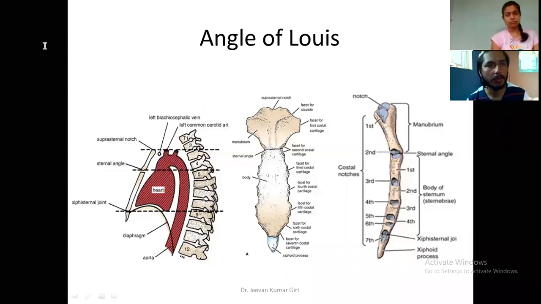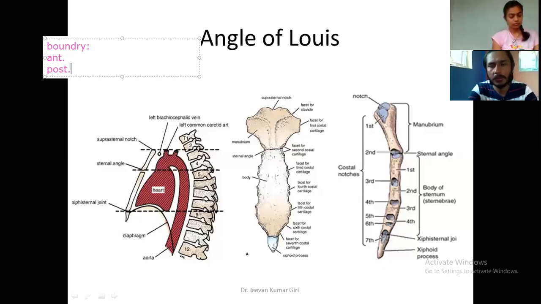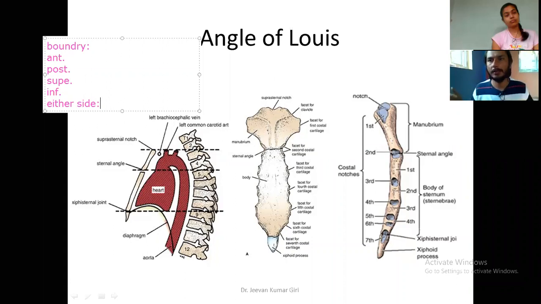First we will see the boundary, then we will go for this. So again boundary will be the same. Anterior boundary, then if anterior is there, posterior is there. Posterior boundary is there, superior boundary is there, inferior boundary is there, and boundary on either side or lateral boundary. Okay, on each side, this side and this side, either side, superior boundary, inferior boundary, anterior boundary, posterior boundary.